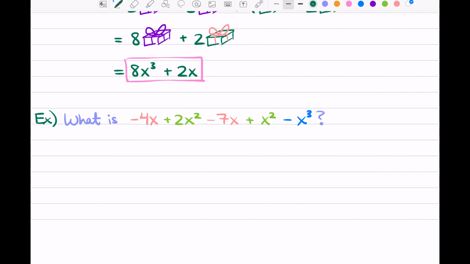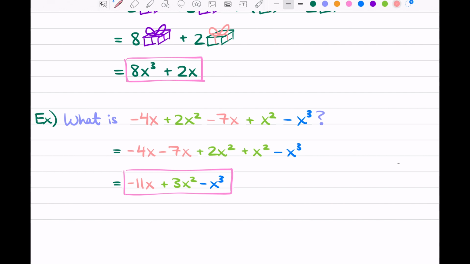So let's rewrite this problem, again, grouping the similar items together. So we have negative 4x minus 7x plus 2x squared plus x squared minus x to the third. Negative 4x minus 7x leaves us with negative 11x. And then 2x squared plus x squared gives us 3x squareds. And we have a minus x to the third at the end.